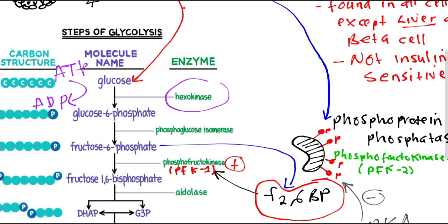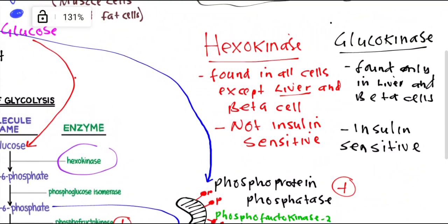Now, in some textbooks, you're going to find that they put another enzyme called glucokinase. What is the difference between hexokinase and glucokinase? When you look at hexokinase, this is an enzyme that is found in all cells except the liver and the beta cells. That is the hexokinase enzyme. What's the other thing? Hexokinase is not insulin sensitive.